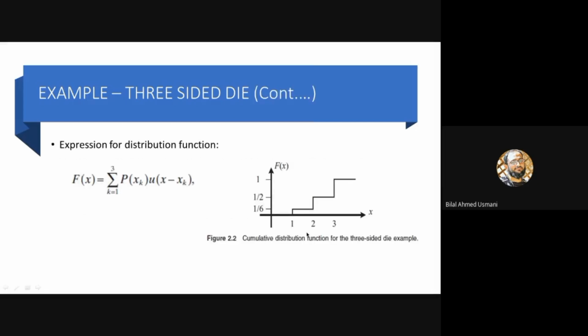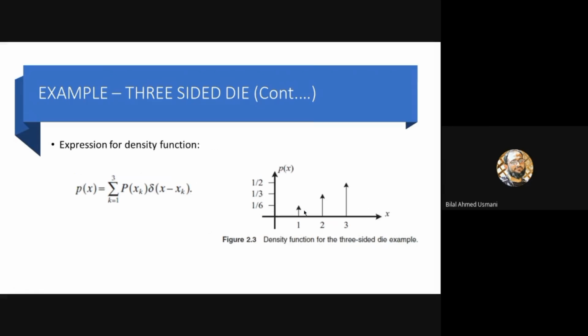And if I look at the probability expression for the distribution function, it is the sum over k from 1 to 3 of p of xk, u of x minus xk. So this is the distribution function in this case, the cumulative distribution function. So it is 1 upon 6 for 1, and then it becomes 1 upon 2 for 2, and it becomes 1 for 3 because I'm constantly summing it.